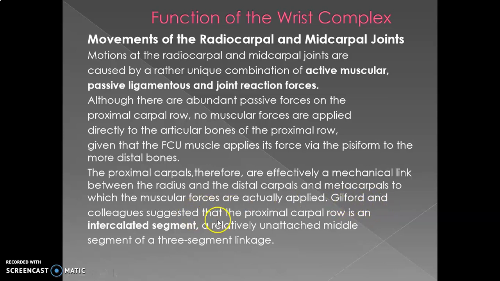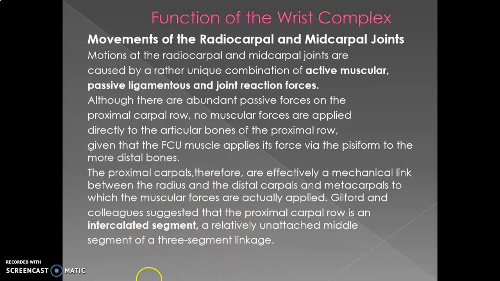Guilford and colleagues suggested that the proximal carpal row is an intercalated segment. It is called an intercalated segment. Don't ever forget this, because you have to remember that the carpal bones are small bones. Nowhere else will you find such small bones which have to take so much force. The other bones are mostly larger bones. So in the upper limb, the carpal bones, even though they are strong bones, are small bones.